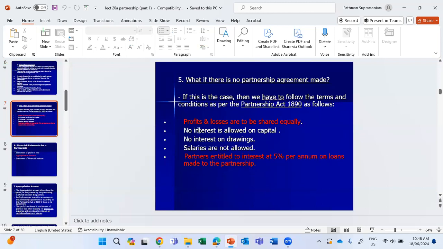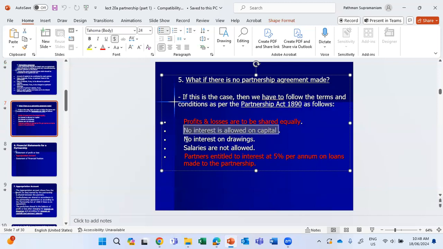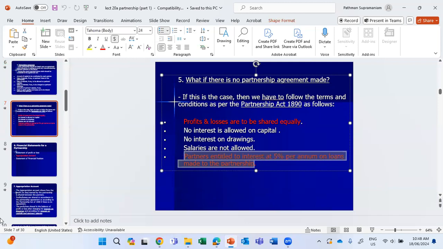So even if partners contribute capital, we don't have to pay them interest on capital. Even if partners took out drawings, we don't charge them drawings. Salaries are not allowed. So just remember the red one. Okay. All right.